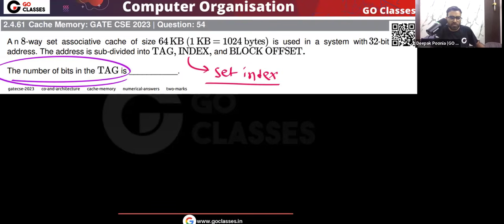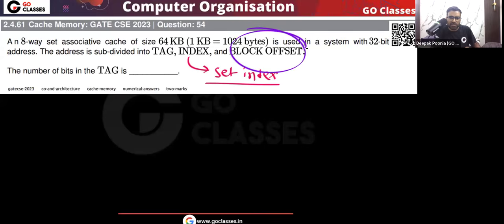The question is asking for the number of bits in the tag field. In this question, notice that the block size is not given to you. I told you that the physical address you can break into three parts: tag, index, and offset. First you find the number of bits required for offset, then the number of bits required for index, and then the number of bits required for tag. So if I want to find the number of bits required for tag, first I need the number of bits required for block offset, and for that I need the block size. That is not given in the question, so we can assume.